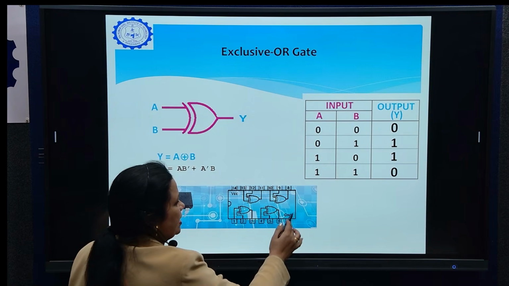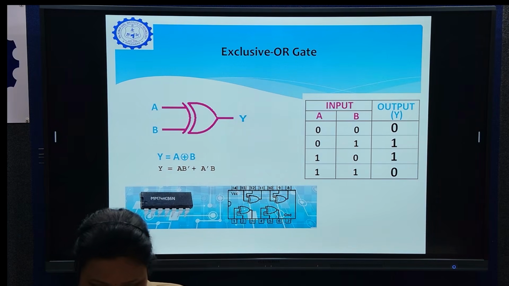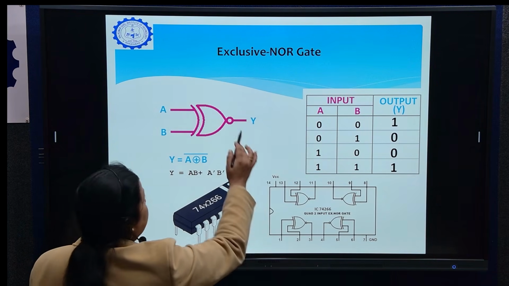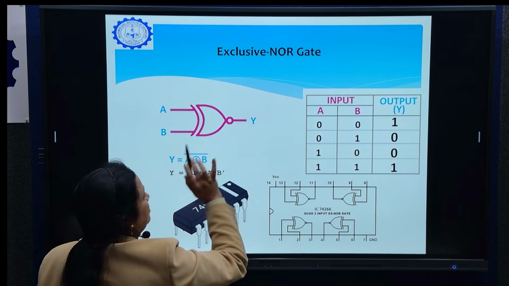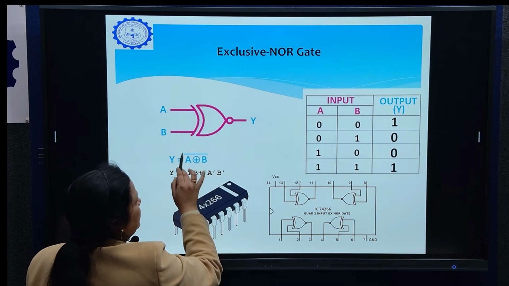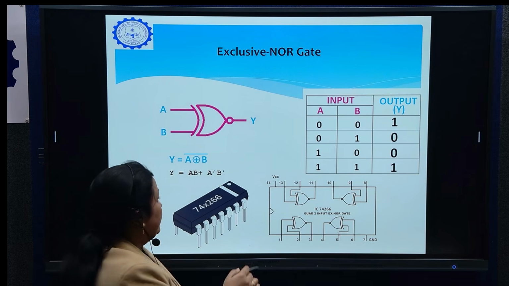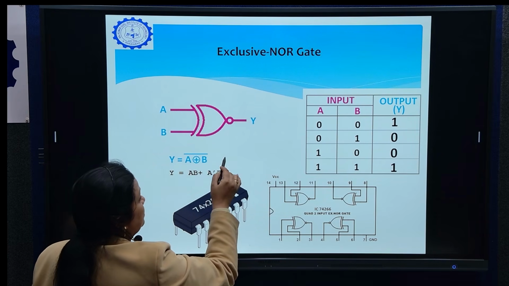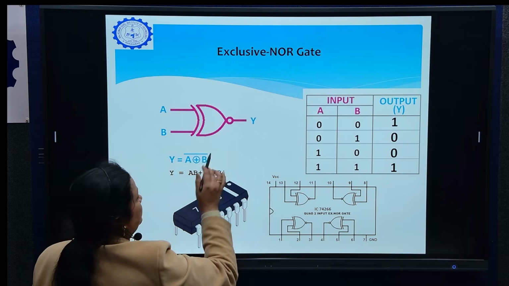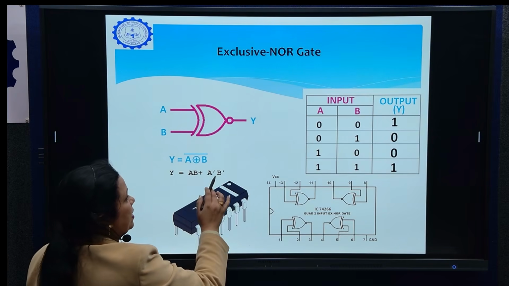Again this IC looks like this and the gates are oriented from left to right. The last gate is XNOR gate. The symbol is the same except that here is a bubble. The expression is a circle b with a bar over it, or it could be written as a and then a circle with a dot inside the circle, that is a XNOR b. To expand this expression it is AB plus A bar B bar.